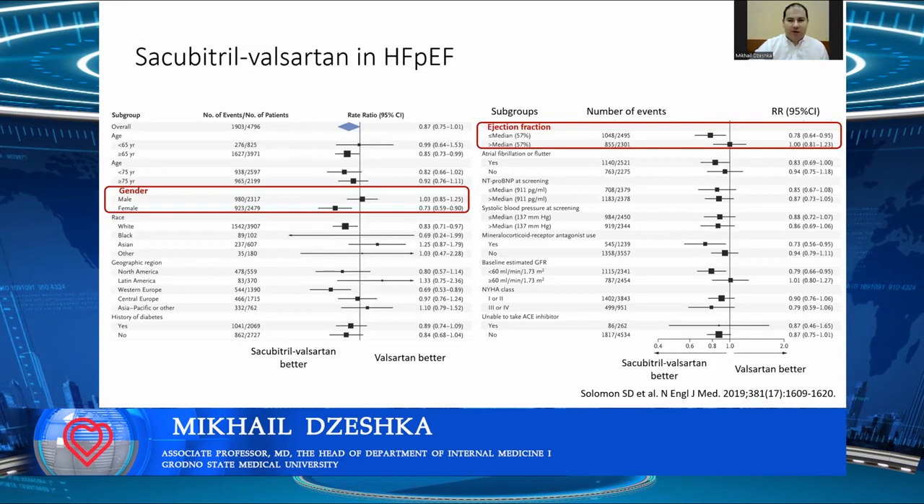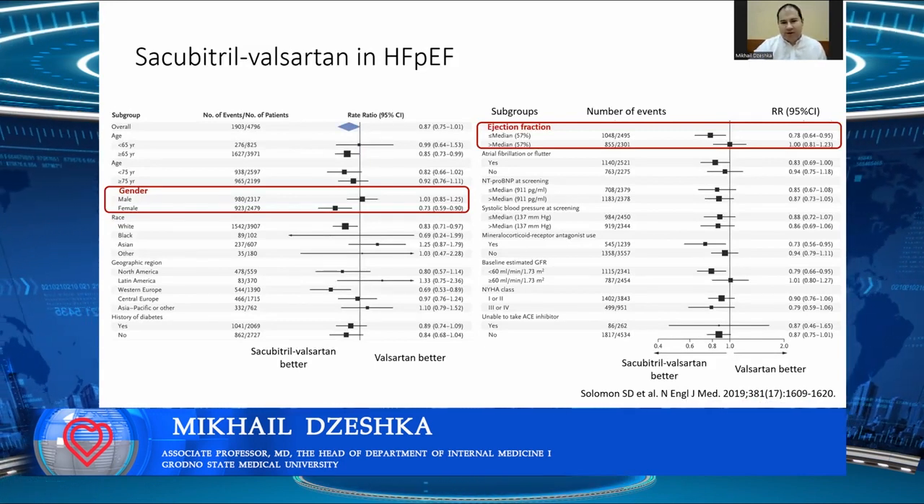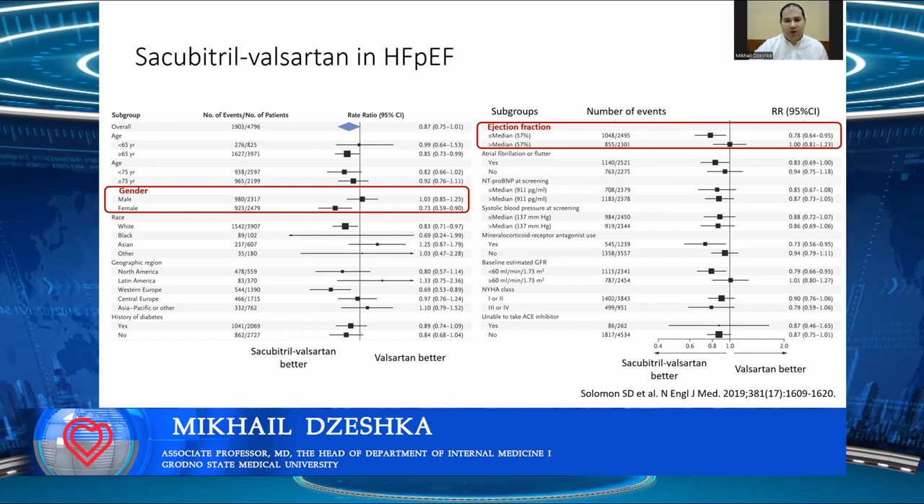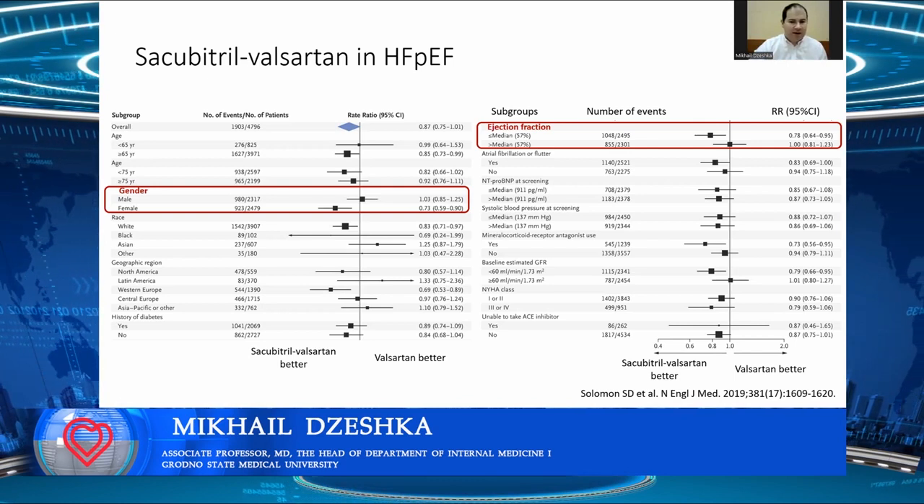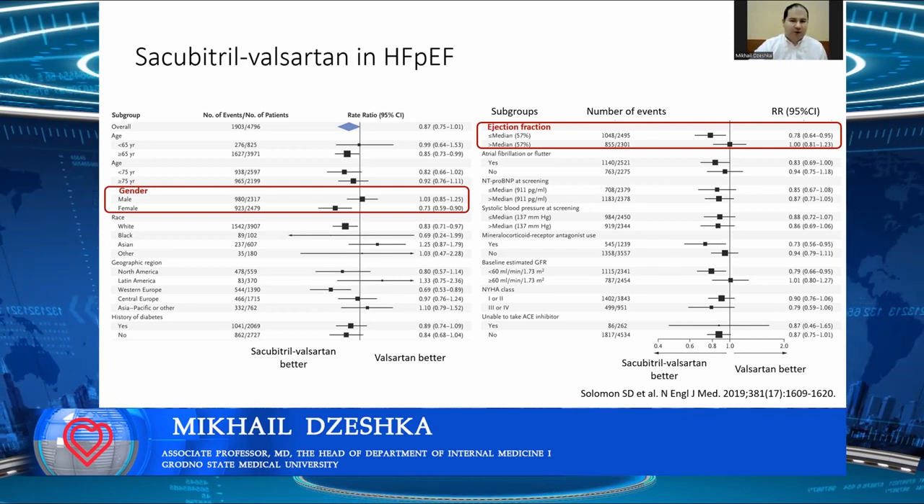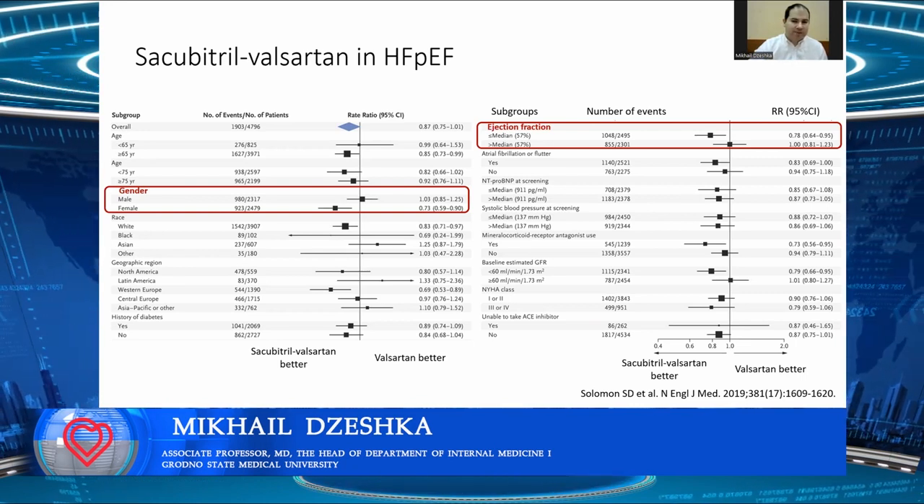Results of the PARAGON-HF trial have been extensively discussed. The study did not achieve its primary endpoint, and sacubitril valsartan was better than valsartan only in females and in the lower range of ejection fraction, specifically below 57%.